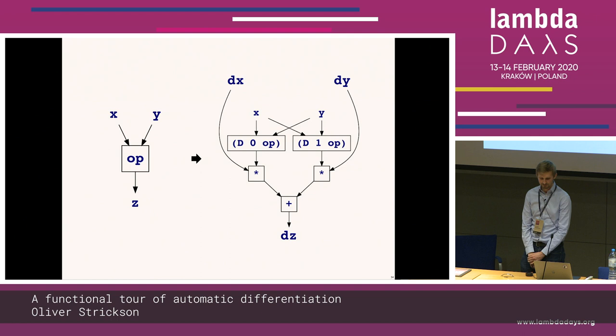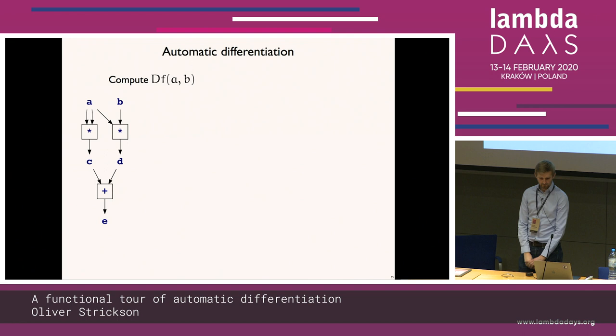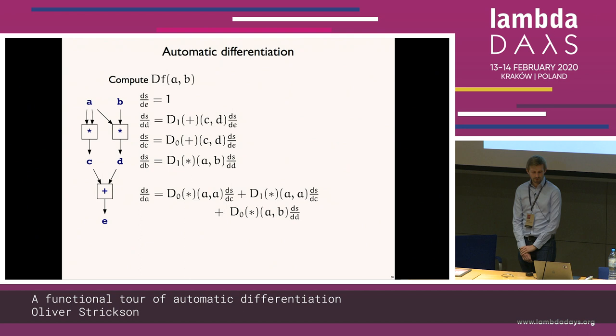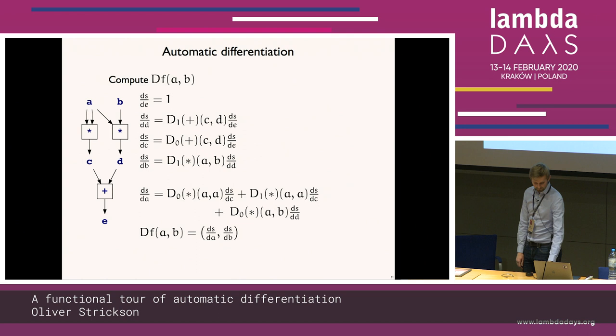There's another way to do it, and in a way this is a little closer to what you might do if you differentiated an expression with pen and paper. You introduce another temporary variable called ds by de, and we're going to start at e and walk backwards along the graph, so we follow edges the wrong way. So we start with ds by de is 1, and then we again apply these rules locally at each operation until we get to ds by db and ds by da. And now I claim that the derivative is actually given by the pair of these things.